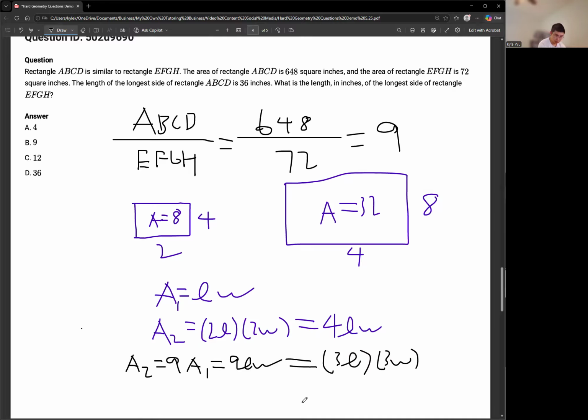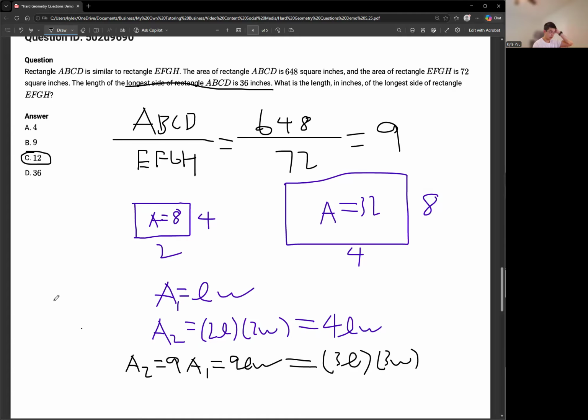So because the area is 9 times bigger, we know that the side lengths have to be 3 times bigger. Each side of ABCD has to be 3 times longer than the side lengths of EFGH. And that applies to the longest side as well. So if the longest side of ABCD is 36, and that's 3 times longer than the longest side in EFGH, then that tells us the length of the longest side in EFGH has to be 12 here.